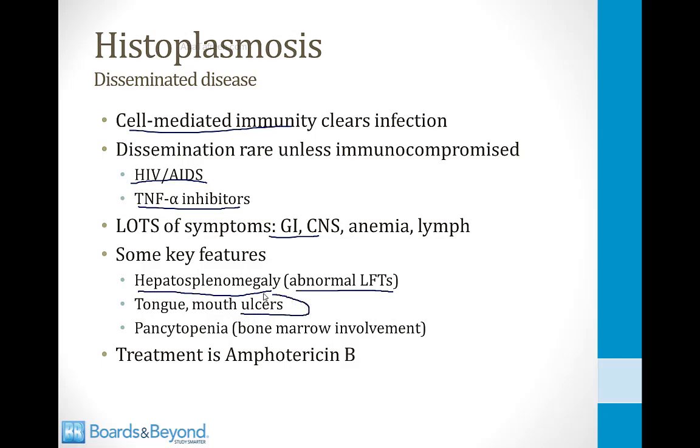Ulcers are a very unusual and easy to recognize symptom of disseminated histoplasmosis. These can occur in the tongue or in the mouth. And then you know that this fungi likes to infect macrophages, so it makes sense that it can infect other cells and therefore involve the bone marrow and cause pancytopenia. And the treatment for systemic disease is amphotericin B.